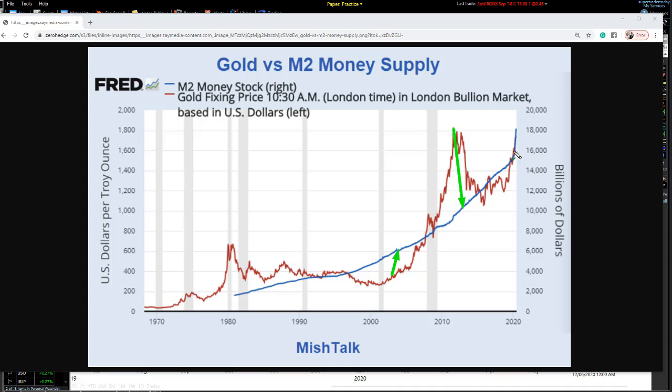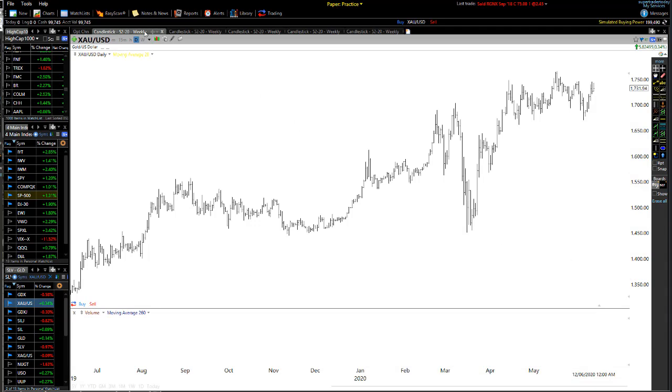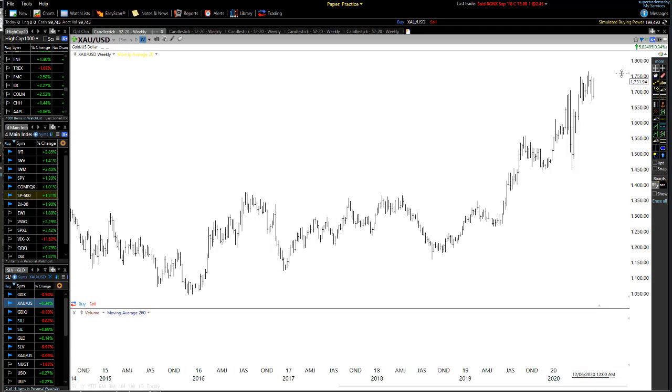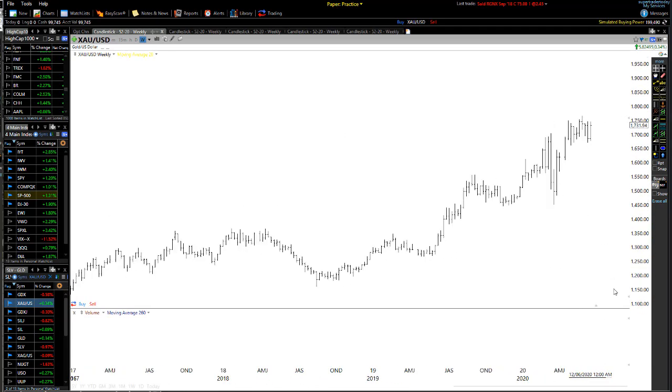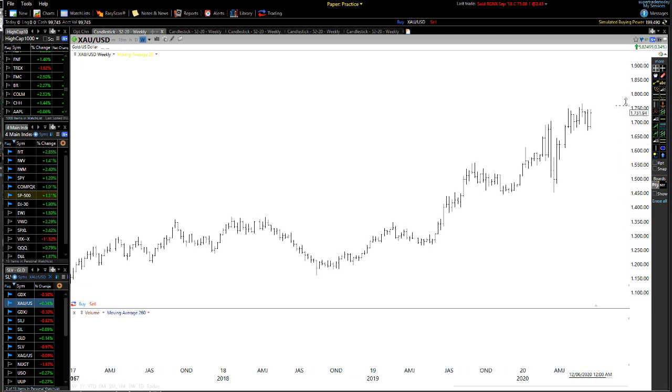So this is where gold is and this is where the money supply is. The question is, do we actually continue to see that rally? I truly believe we're going to, based on the technical basis as well, just based on this chart. I definitely see we're likely to start to see a very nice move up when it comes to gold.